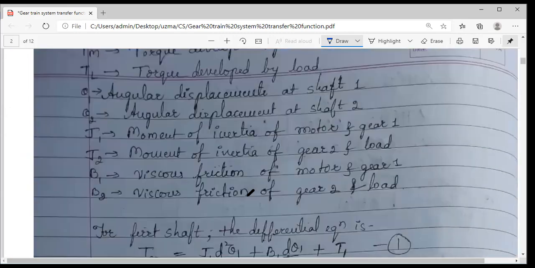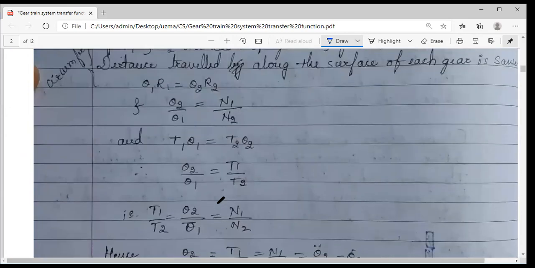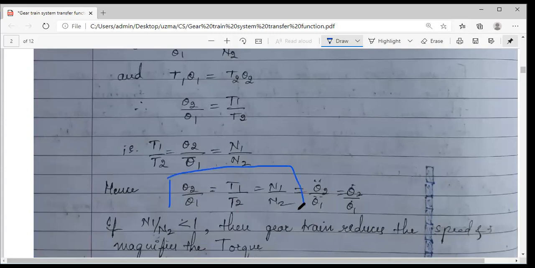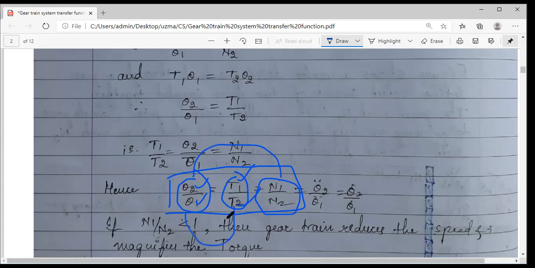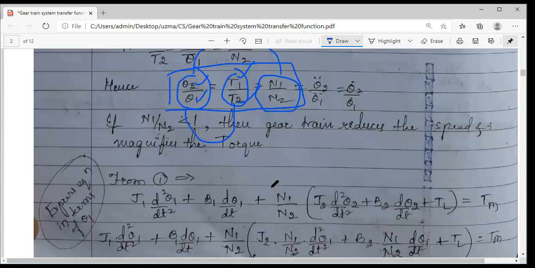An important thing to note here is this relationship which we are going to use in the problems. We have used it already: the relationship between the displacements and the torques, as well as the number of teeth n1 and n2. This relationship is important when we want to represent t1 in terms of t2 or theta 1 in terms of theta 2. In such a case, we either take the pair theta 2 by theta 1 equals n1 by n2, or we take the pair t1 by t2 equals theta 2 by theta 1. So this is one important thing.